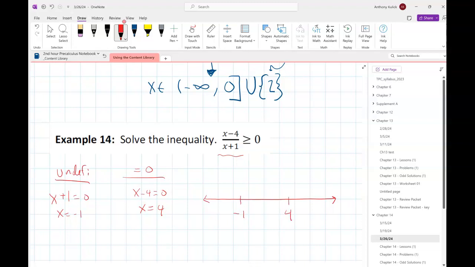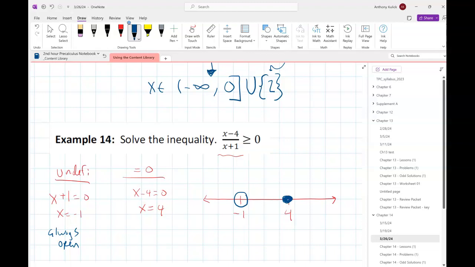Okay. Now, the -1 is undefined, right? Anything that's undefined is always going to be an open circle. But the 4, when I plug 4 in, I get 0, which is greater than or equal to 0. So 4 is going to get a filled in circle. So your zeros could be open, they could be closed. It depends on whether it's an or equal to inequality or not. The undefined pieces always are open.